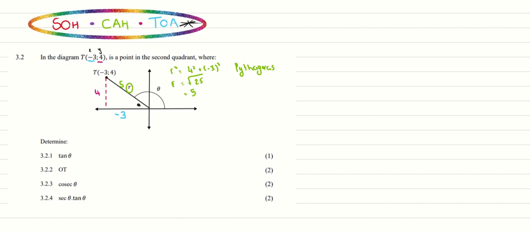3.2.1, tangent of theta. So we know that tan theta is opposite over the adjacent, which in our case would be 4, pink over blue. So we got 4 over negative 3, and that's the end of the first one.